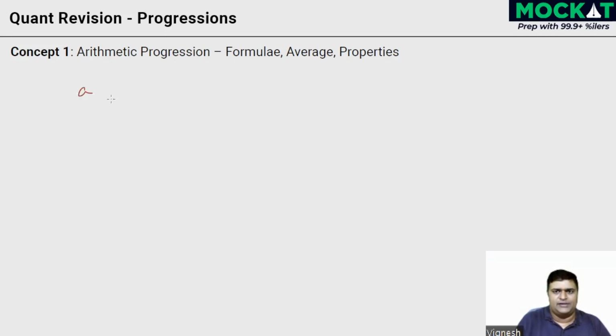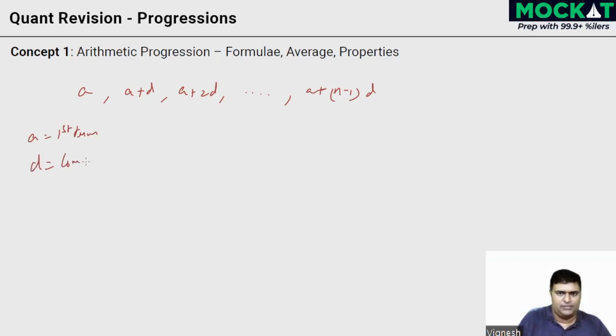First step is writing the terms over here: A, A plus D, A plus 2D, and so on till A plus N minus 1 into D, right? So we've seen this. Now, why is it N minus 1 into D? And what are these A and D and all of that? A is your first term. D over here is the common difference. And N over here is the number of terms.